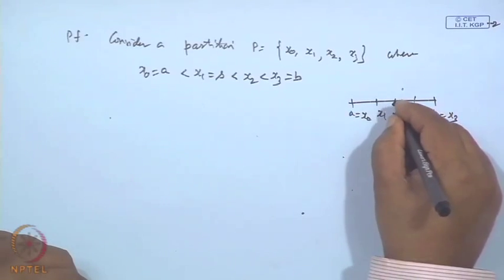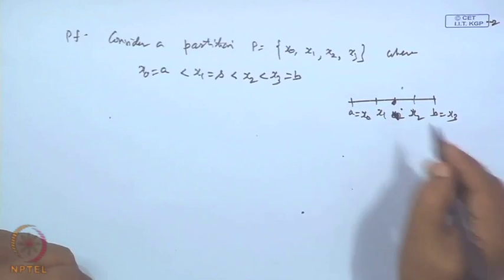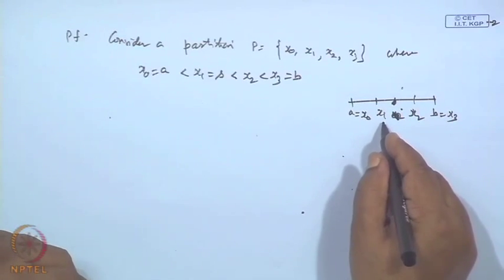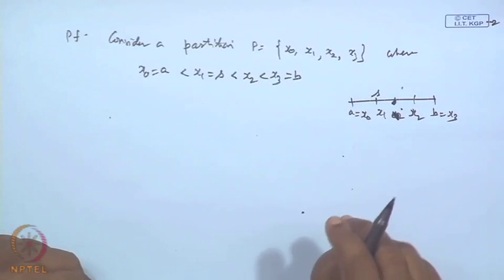Okay. So, let it not be this here, this will be x 2, clear? This will be x 2. So, x 1 is s, this is our point s. We have taken this one.